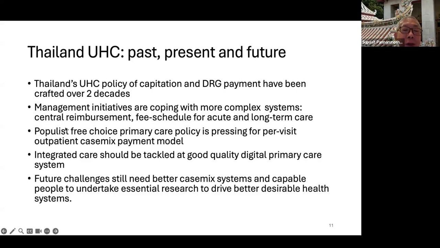So they wanted to win more popular votes. Then they provided the policy that the national ID card can be used to get service anywhere. This created pressure on the tools, so we have to use another tool. We have to create the per visit outpatient case mix payment model.